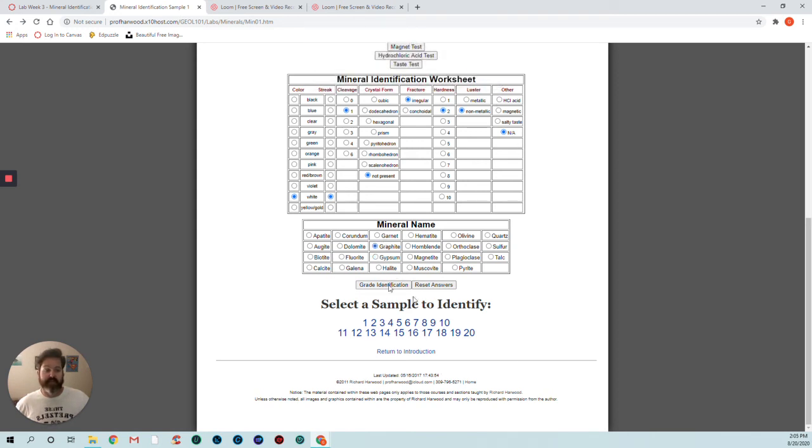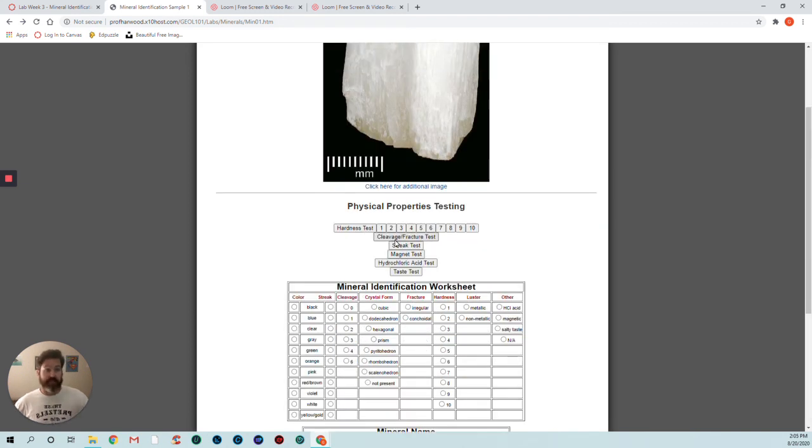If we had guessed, say, graphite, we check again, and it says you missed the mineral name. So you can go back through, you can reset your answers, you can try again, but please go through this with all 20 minerals and have fun with it. Try and think about the test you're doing and try and think about how each mineral would react to it, and think about how you can eliminate possible answers to narrow it down.